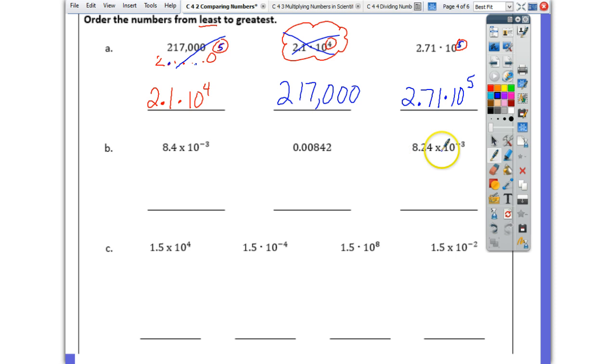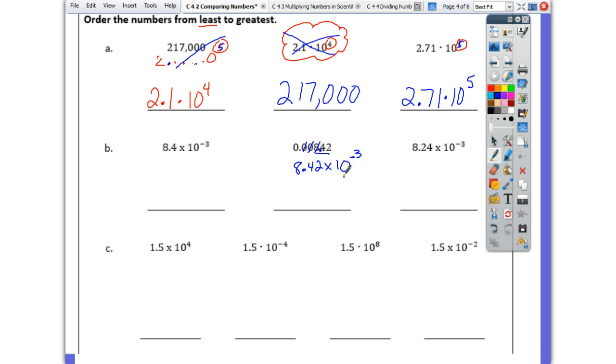All right, now I'm going to look at this one. I see that I have 2 of them here that are in scientific notation, so I'm going to turn this one into scientific also. It's going to have to go right there. So that will be 8.42, that's my new number, times 10 to the, now the original's a decimal, so I know it's going to be negative. 1, 2, 3, negative 3.